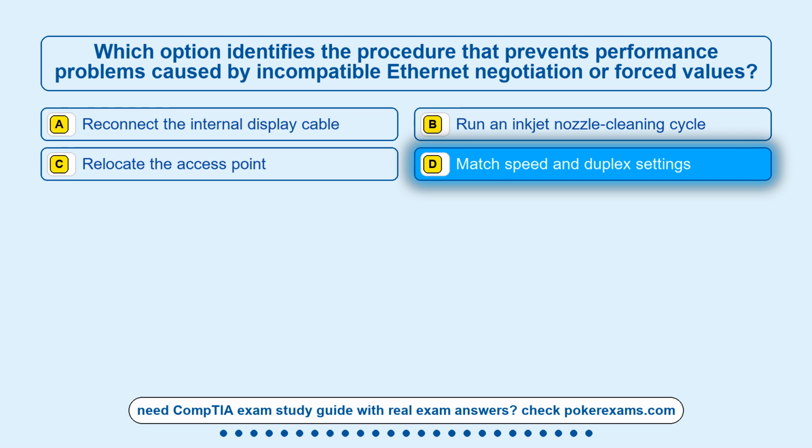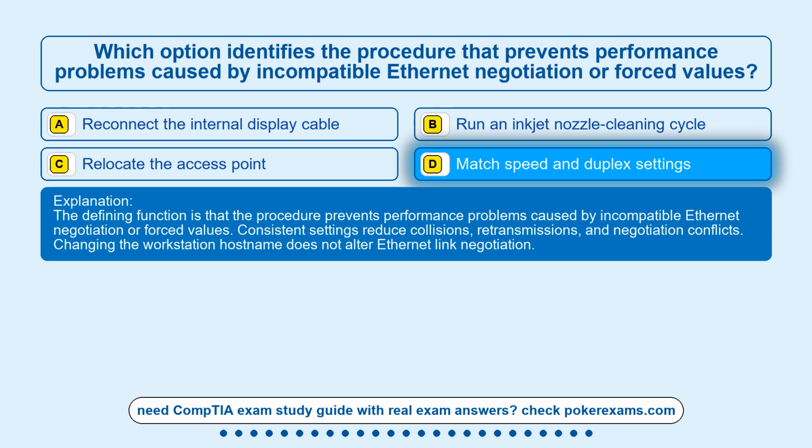The correct answer is option D. Match speed and duplex settings. The defining function is that the procedure prevents performance problems caused by incompatible Ethernet negotiation or forced values. Consistent settings reduce collisions, retransmissions, and negotiation conflicts. Changing the workstation hostname does not alter Ethernet link negotiation.